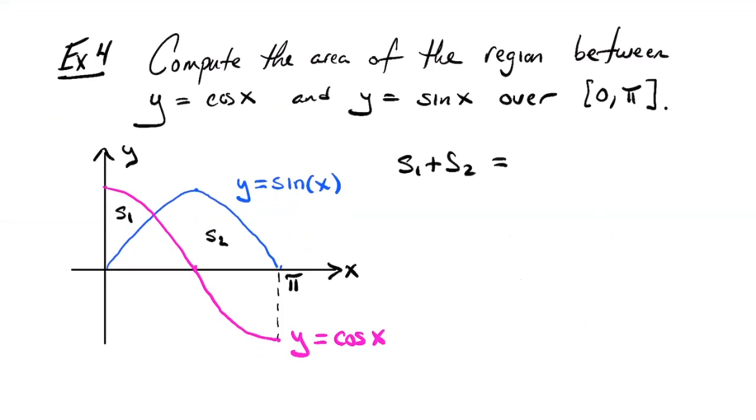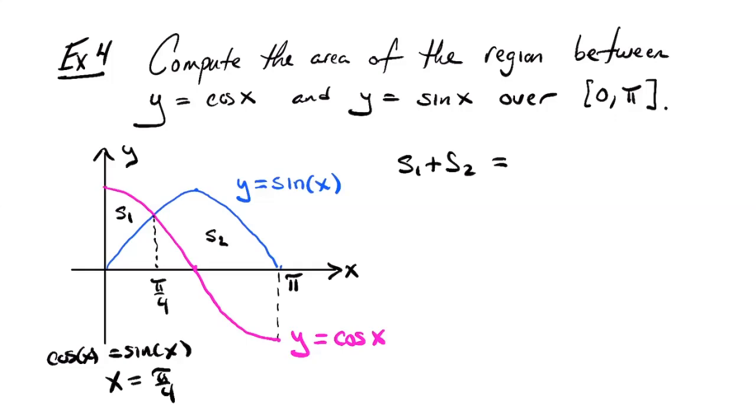Yeah, but the curves cross. Where do they cross? Well, they cross where cosine is equal to sine. That has infinitely many solutions, but between 0 and 2 pi, there's only one, and it's pi over 4, from the unit circle. Cosine and sine are the same, or tangent is equal to 1 if you prefer, at pi over 4. So we have to split this integral at pi over 4.